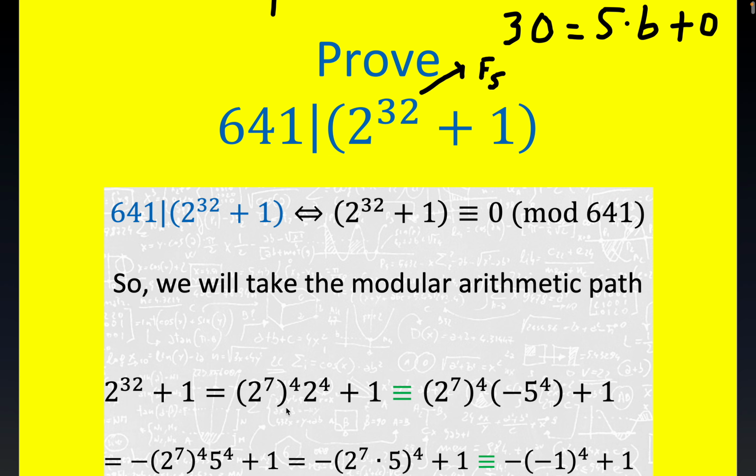All right, now we rewrite it like this for a not so obvious reason. You wouldn't know if you hadn't played around with the arithmetic here. But 2 to the 4th is equal to 16, right? But notice that that is congruent to minus 625. And this would be mod 641, of course.